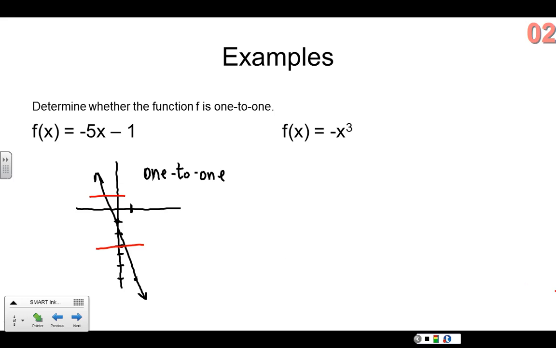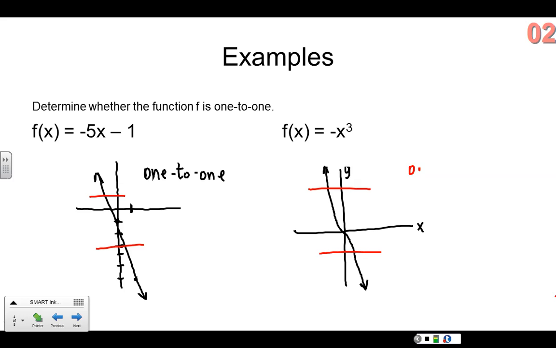So it's definitely one-to-one. If you remember your cubic function, this is the function y equals negative x cubed. So we know that looks like the Superman curve, but flipped across the x-axis. And that would be considered one-to-one because everywhere I could draw a horizontal line, it would only pass through one point, so this is also one-to-one.